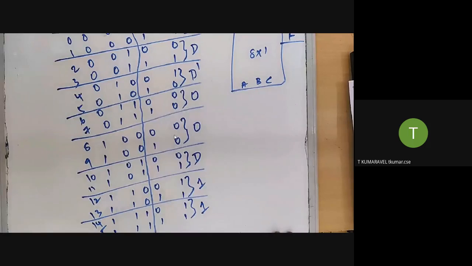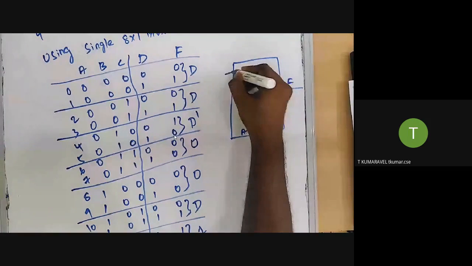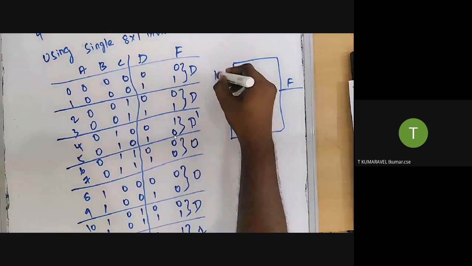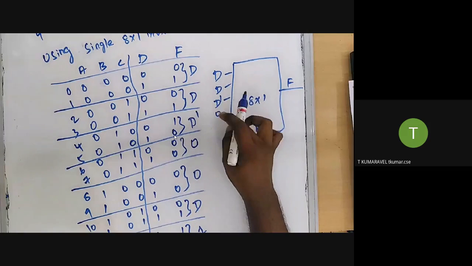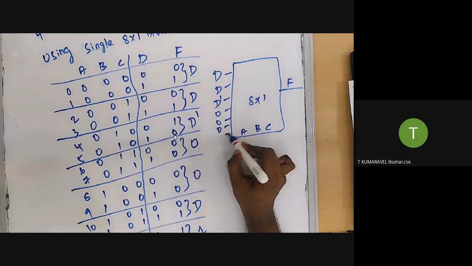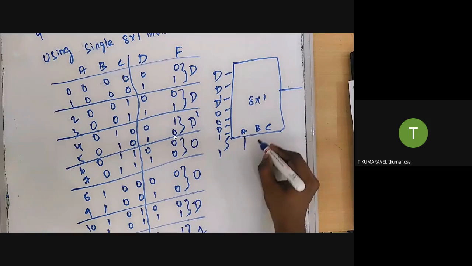So now what happens? The 16 input combinations are reduced to 8 input combinations. So 1, 2, 3, 4, 5, 6, 7, 8. This is acting as a data line: D, D, D bar, D bar, 0, 0, D, and then 1. The last one is 1. This is the way we implement that functionality. Is it okay for you?